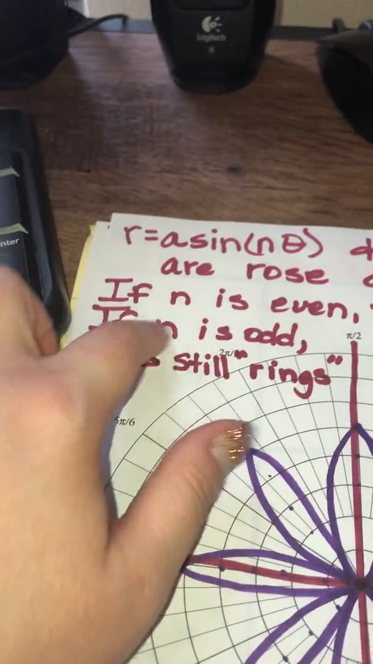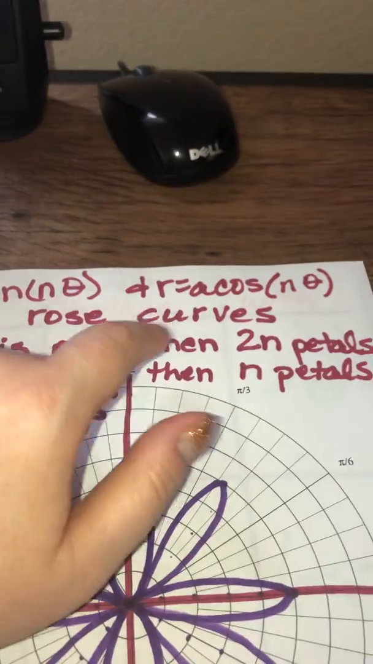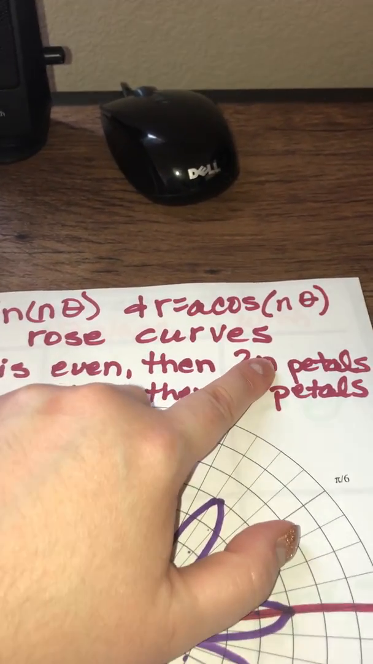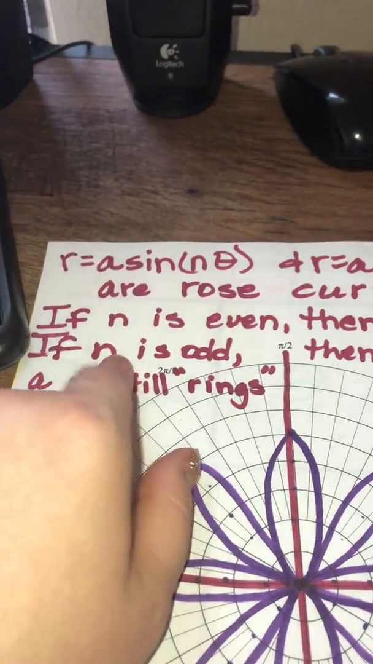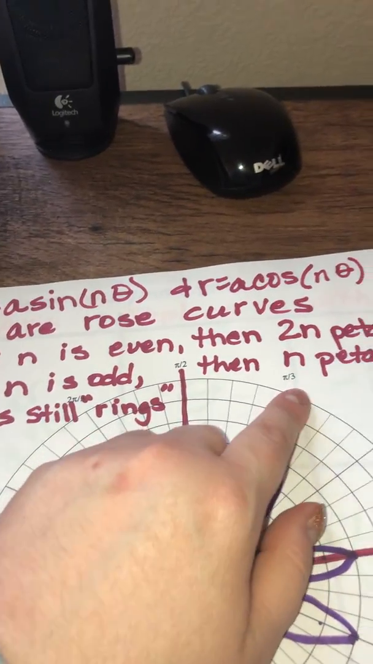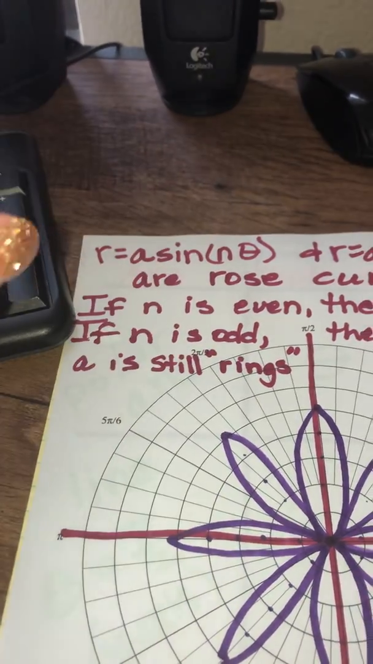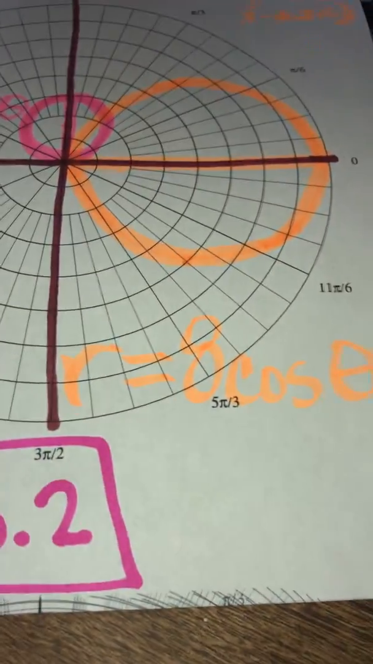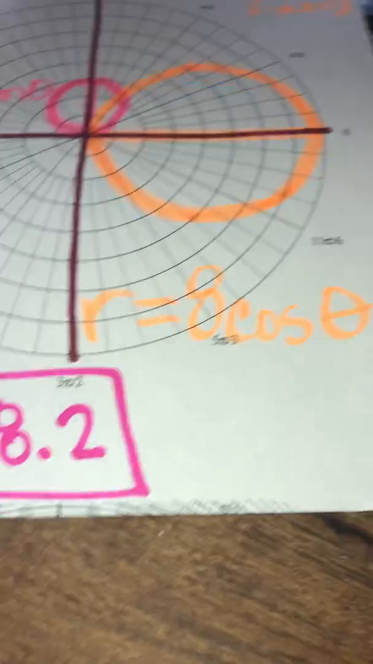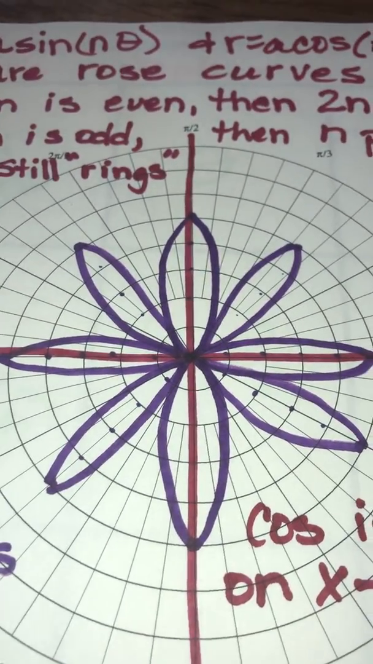Okay, that was kind of confusing. Let's say n is 10. So let's say we have 10 theta. Then you have 2 times 10, 20 petals. If n is odd, let's say we have 3 theta, then you just have n petals, as in 3 petals. And a is still represented by the rings. Like when we had r equals 8 cosine theta, we counted 8 rings out. Same thing here. Okay, so let's say you have this sucker and you're asked to find the equation.